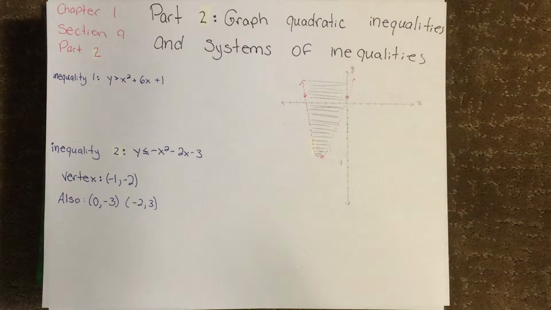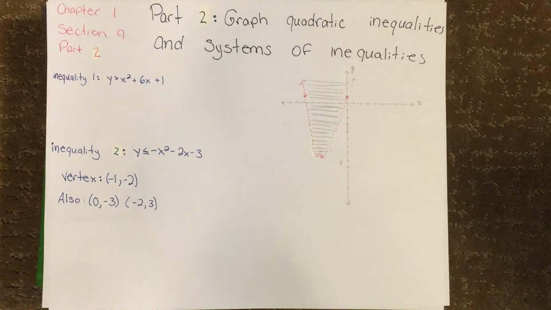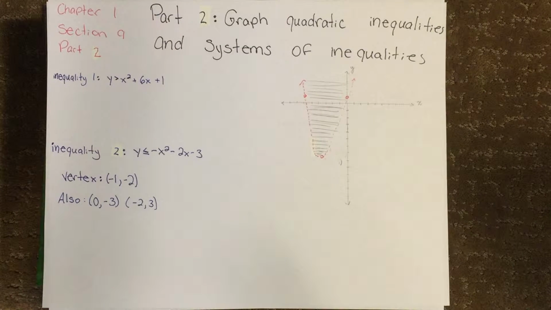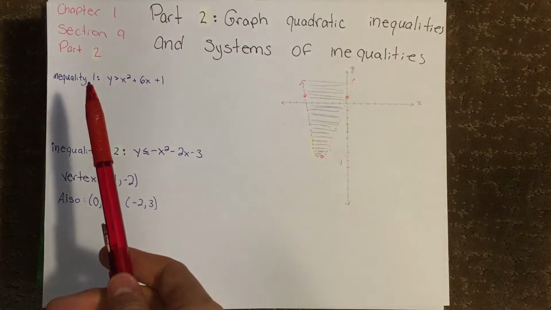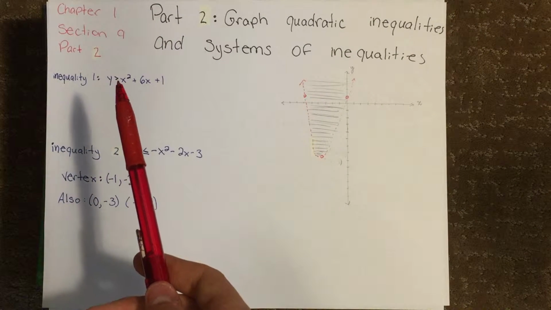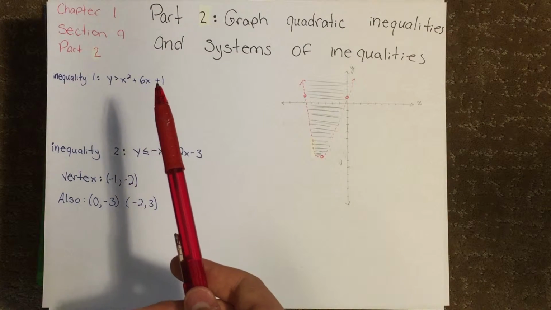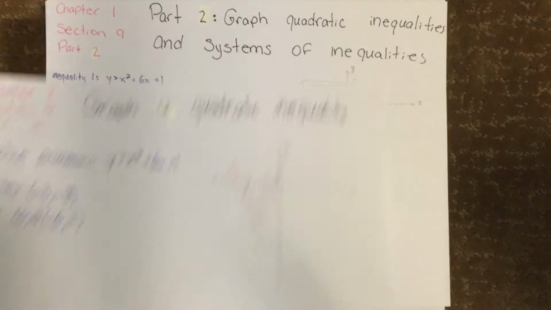Chapter 1, Section 9, Part 2, Quadratic Graph Systems of Inequalities, Quadratic Inequalities. Inequality number 1 is y is greater than x squared plus 6x plus 1. This is already graphed. We went over this in the first part and graphed it.